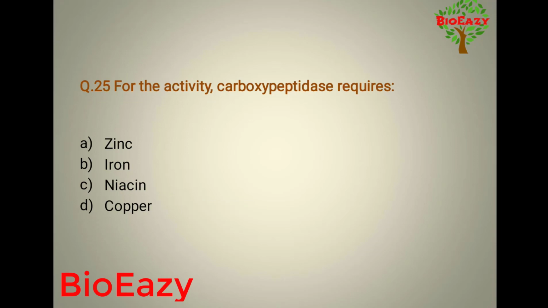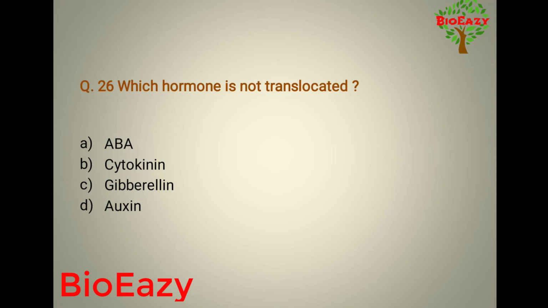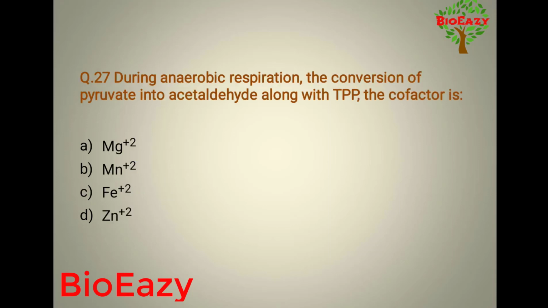Next is for the activity of carboxypeptidase, which metal is required? Yes, it is zinc. Next is which hormone is not translocated? It is ABA, abscisic acid. During anaerobic respiration, the conversion of pyruvate into acetaldehyde along with TPP, the cofactor is magnesium ion.